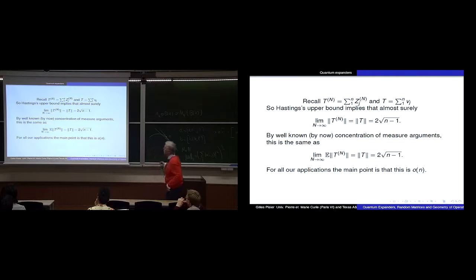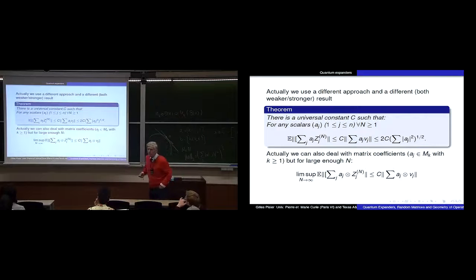argument. So maybe now I should go a bit faster. The approach I use is based on a comparison principle, and it is at the same time weaker and stronger than Hastings' result. It is weaker because I get a bound of the order, you see, constant times square root of n, while he gets this precise 2 square root of n minus 1. So it is less precise. But his result is asymptotic in capital N, and what I'm writing now is actually a uniform result for all n, capital N.